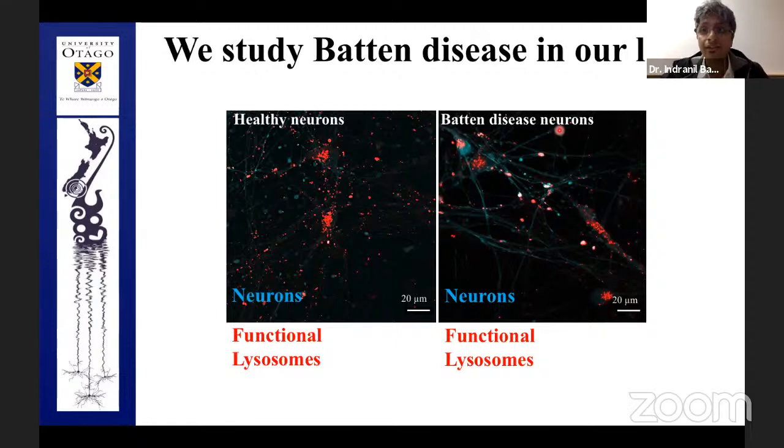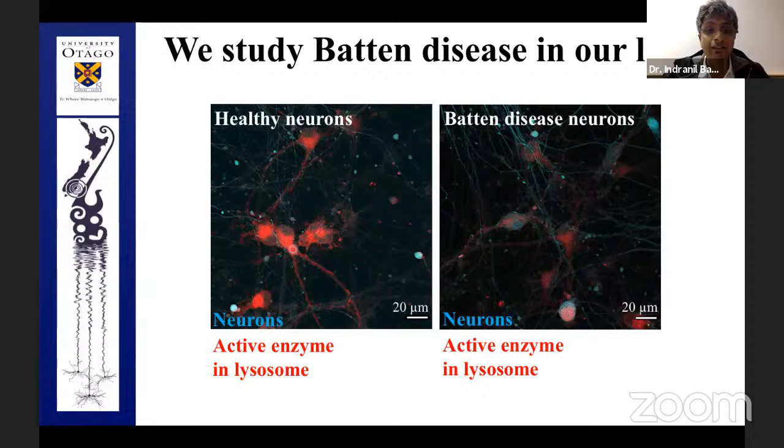Now, the other cool thing that we have found, using the same neurons, was to look at enzymes. These lysosomes that I was talking about, the janitors, how do they clean up this garbage? They have particular enzymes, and what these enzymes do is basically chew up this garbage, and that's how they recycle every single piece of garbage.